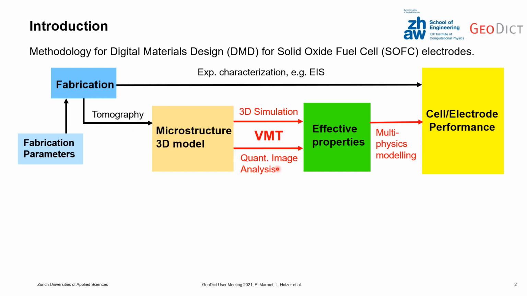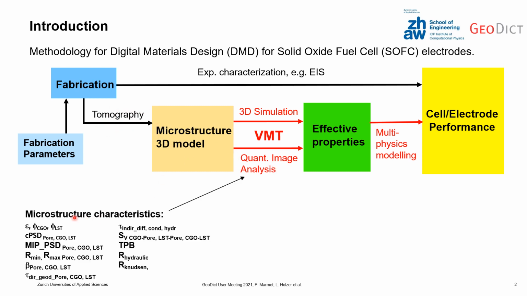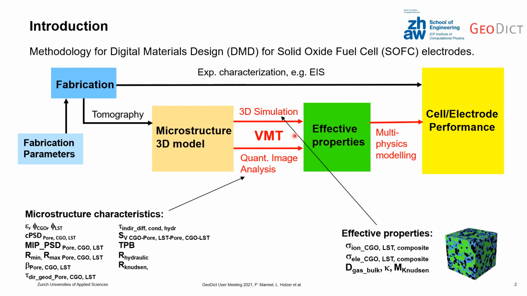With quantitative image analysis, all the relevant microstructure characteristics can then be determined and the effective properties can be deduced. These effective properties can also be determined directly using 3D simulation on the 3D microstructures. For this virtual materials testing step, we have fully automated scripts in GeoDict.